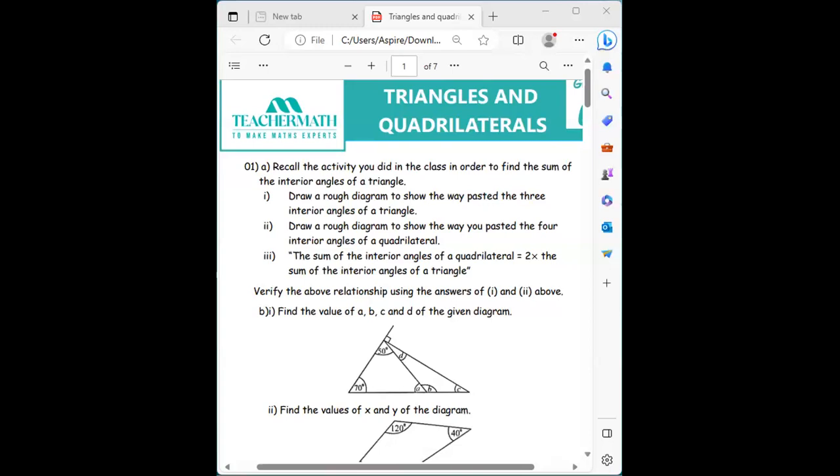Then we are going to find the sum of the interior angles of a triangle. Then what we can do is we paste a triangle. Okay, it can be an equilateral triangle or isosceles triangle or any. Okay, we just cut this one, and what we can do is we cut or trace three angles. Okay, before that we can name this.